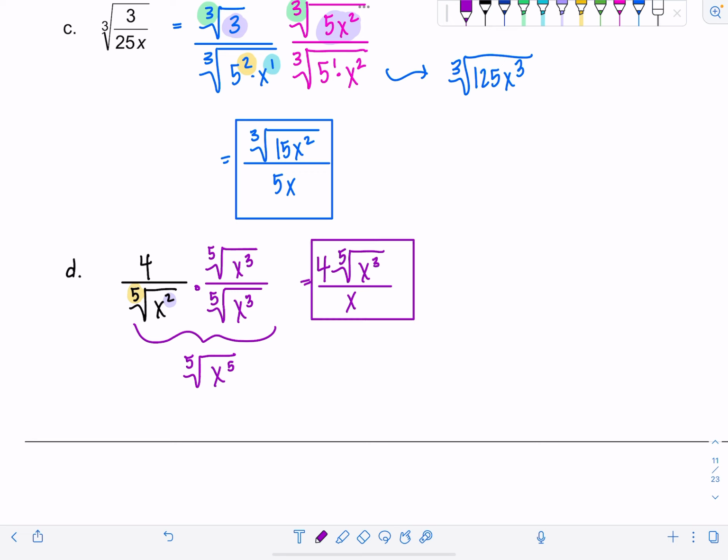Certainly not all your friends could do this. Be proud. You could show them at your next Saturday night party. Look at me simplifying radicals. So that concludes the lesson. Short and sweet, yes.